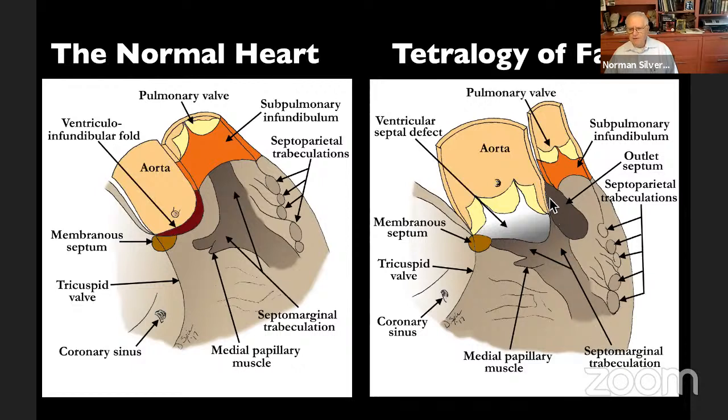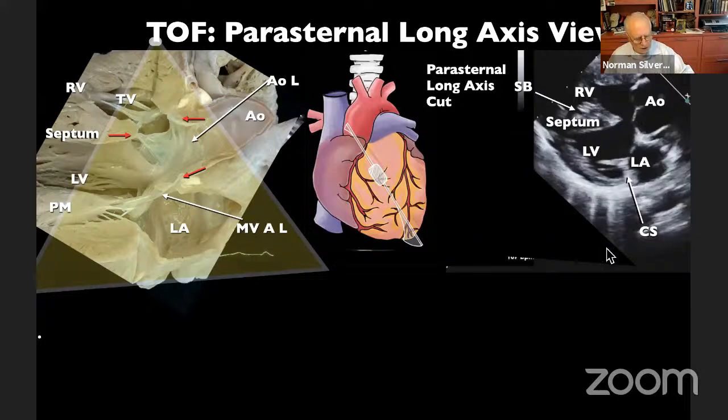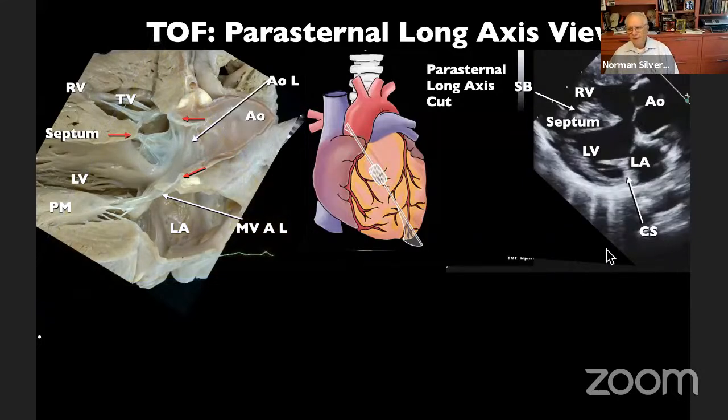The outlet septum is malaligned in its development and deviated, so the plane of this is completely different, and the obstruction is related not only to the anterior and superior or cephalad deviation of the outlet septum, but to these muscles over here, which are the septoparietal trabeculation, and which the surgeon actually will cut across. So here we start our venture.